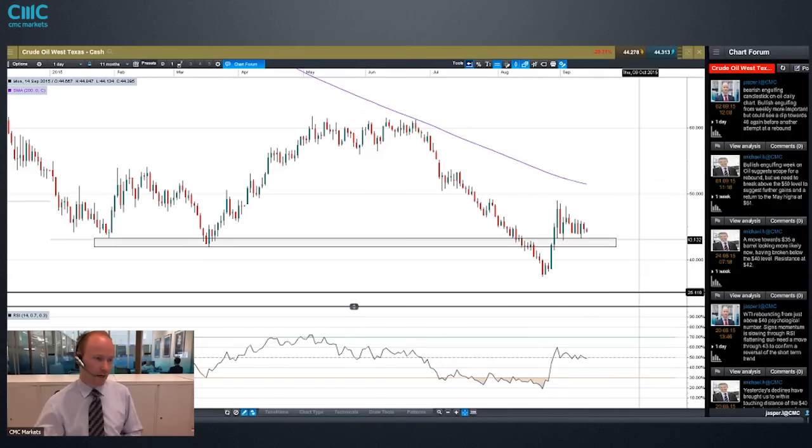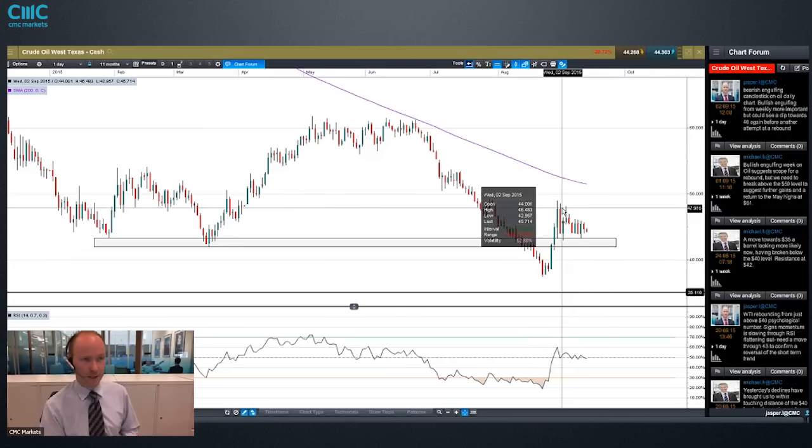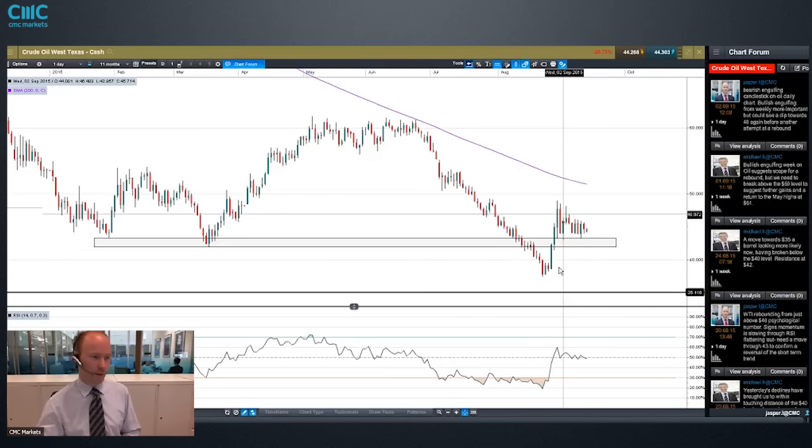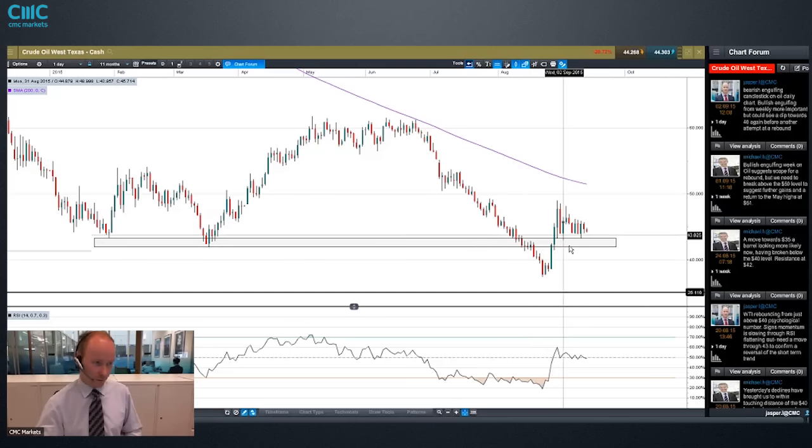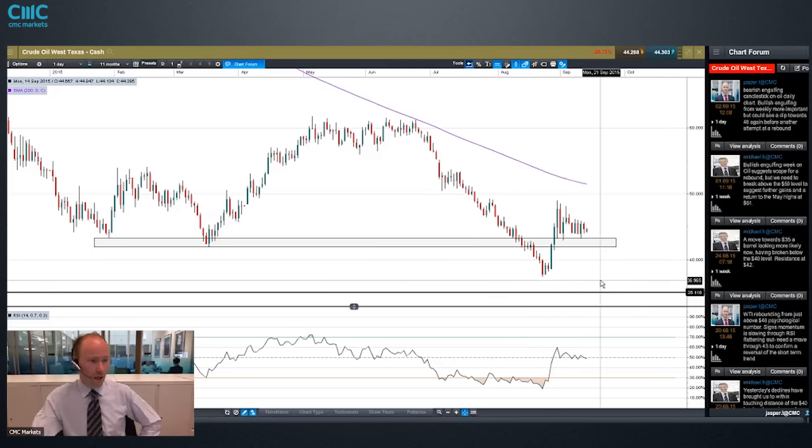Nonetheless, we had that big push off the lows. So it's a bit like that sell-off in stocks. You don't necessarily want to immediately go against that. And equally with this big bullish push here where we rose in the region of 8 to 10% three days in a row, we're consolidating off that at the moment. Now, this could still be a bullish pennant.